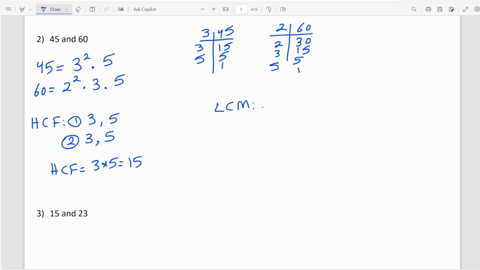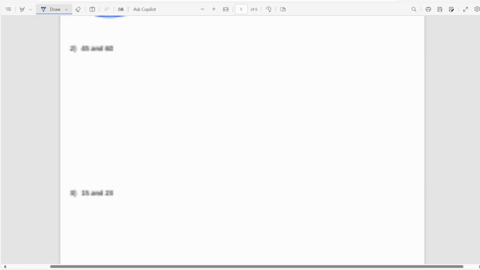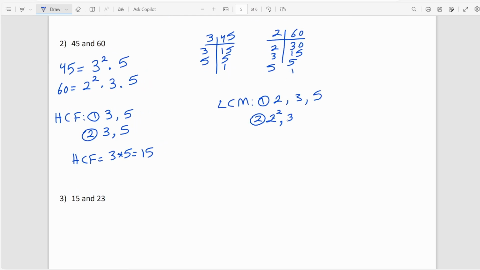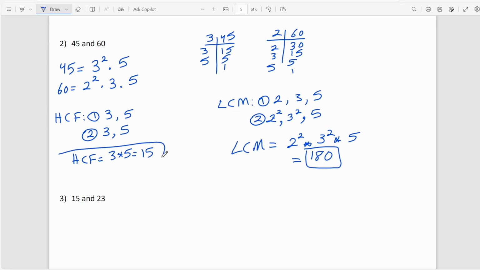Now the LCM, we select everything. So 2, 3, and 5. And we select the highest power for each of them. The highest power for 2 is 2 to the power of 2. The highest power for 3 is 3 to the power of 2. And the highest power for 5 is just 5 to the power of 1. And so the LCM is equal to 2 to the power of 2 times 3 to the power of 2 times 5, which is 4 times 9 times 5. You get 180. So those are my final answers.